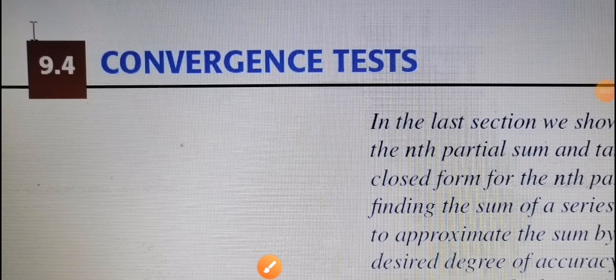Assalamu alaikum class. In this video we will learn exercise 9.4 convergence tests. Clearly these tests are helpful to define that either a given series is convergent or not.